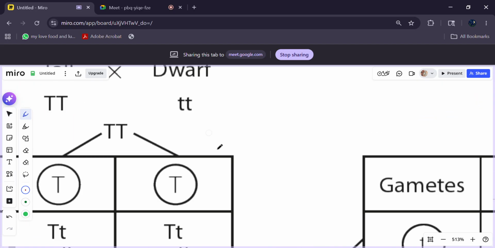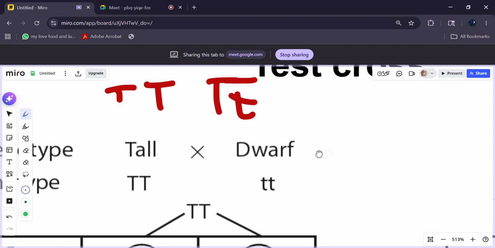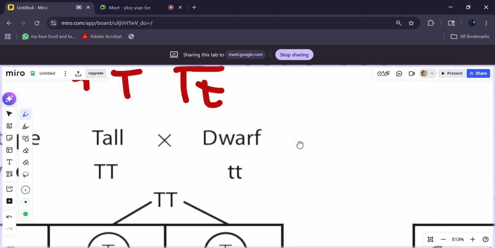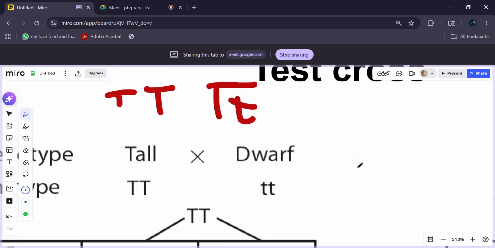Because when we say someone is tall, there's a chance it could be homozygous, which is the same dominant, or heterozygous, which is one dominant and one recessive. So how do we know? How do we find out? To find out the genotype of an organism showing the dominant characteristic, we carry out a test cross. A test cross always uses a homozygous recessive individual.